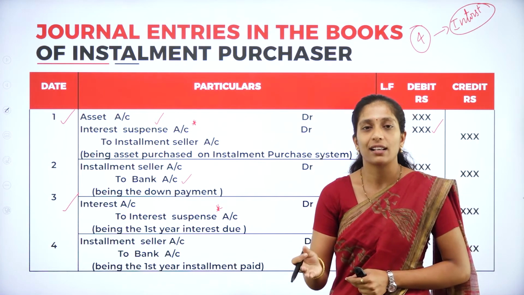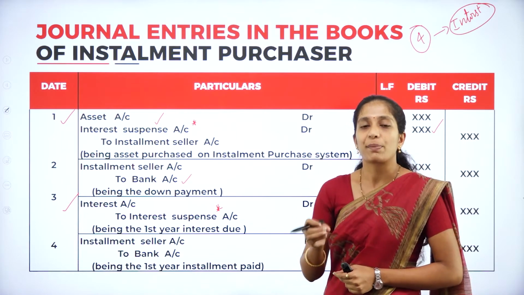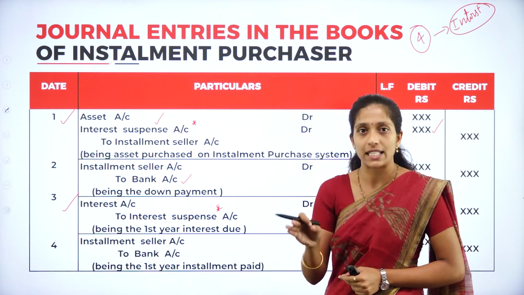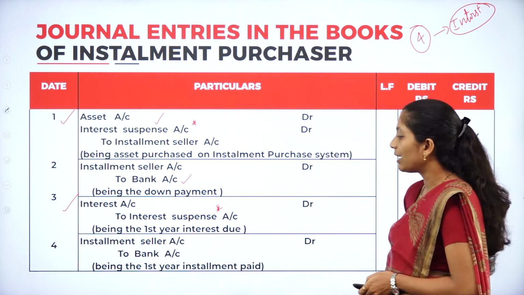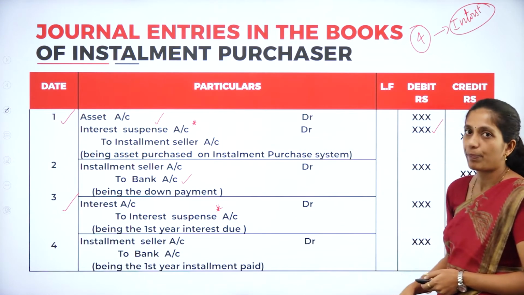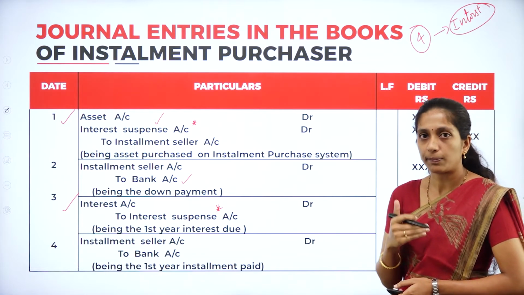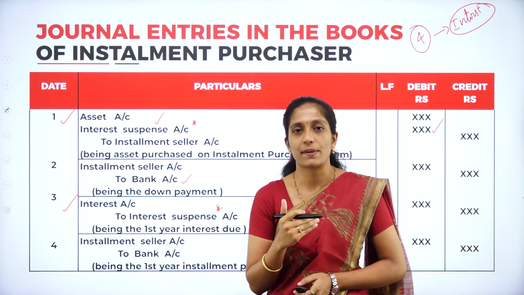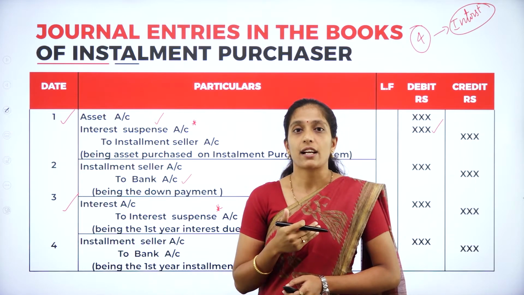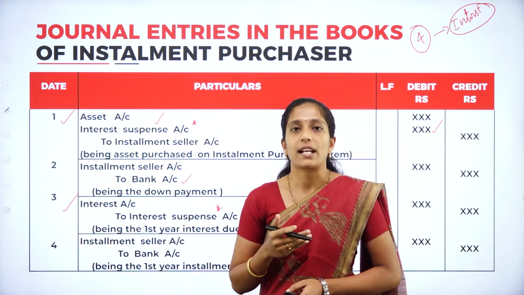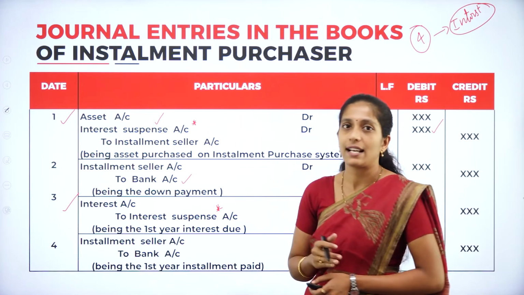For whom is the installment purchaser paying? For the installment seller, right? So installment seller account debit to bank account, being the first year installment paid. So your first entry, in the books of installment purchaser, is for purchasing of asset. What is the entry? Asset account debit, interest suspense account debit to installment seller account.